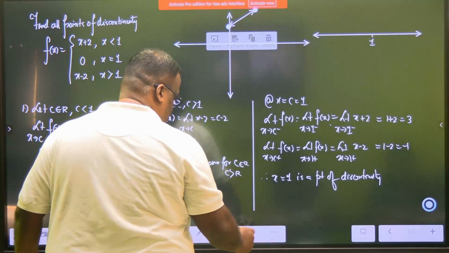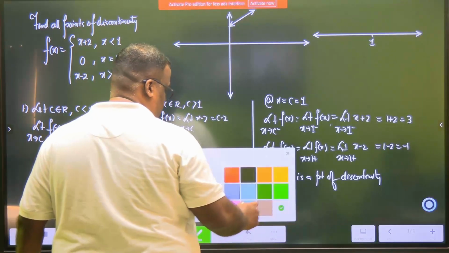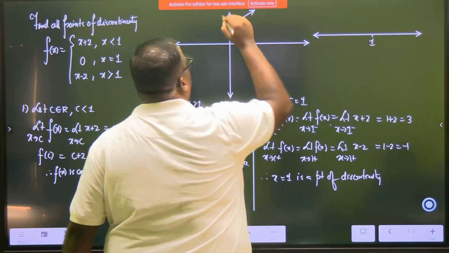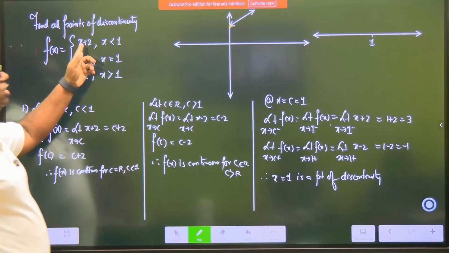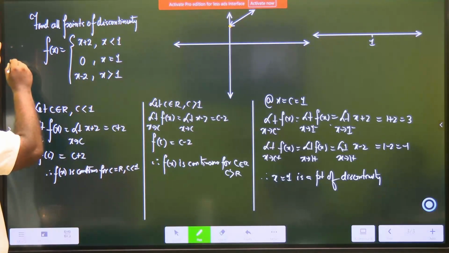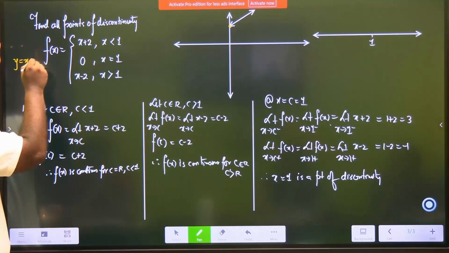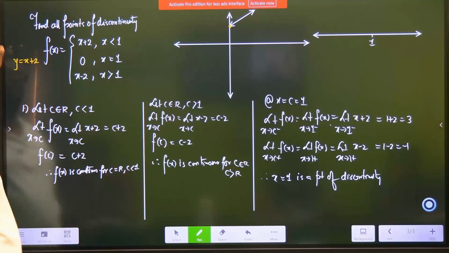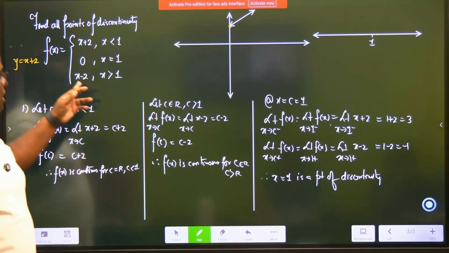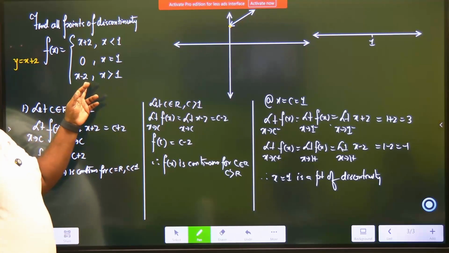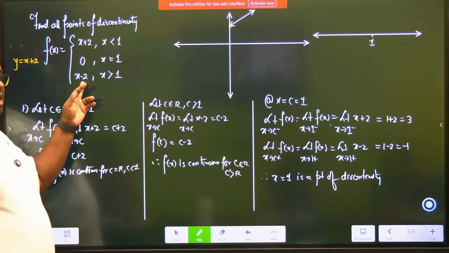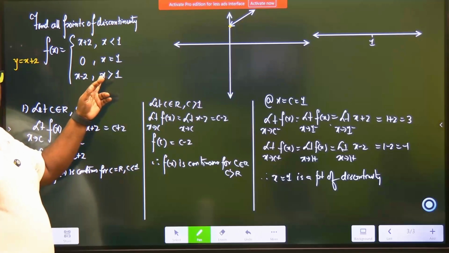And the interesting part is that this point will not be included. Did you understand? x plus 2 and x is less than 1. Children, this function is like y equal to x plus 2. If you put the value of x as 0, y is 2. But are you allowed to put x equal to 0? Yes, it helps you. Here it is x minus 2. So the graph should touch minus 2.